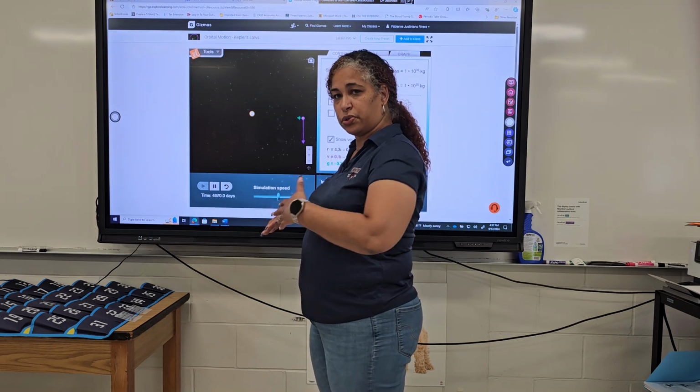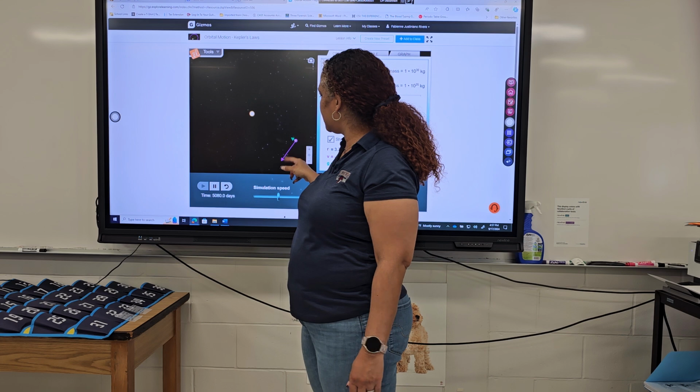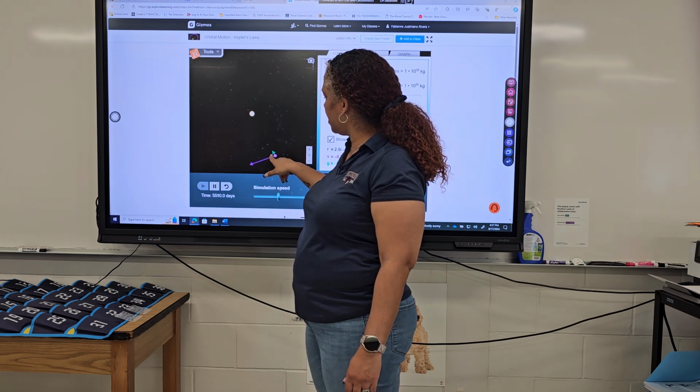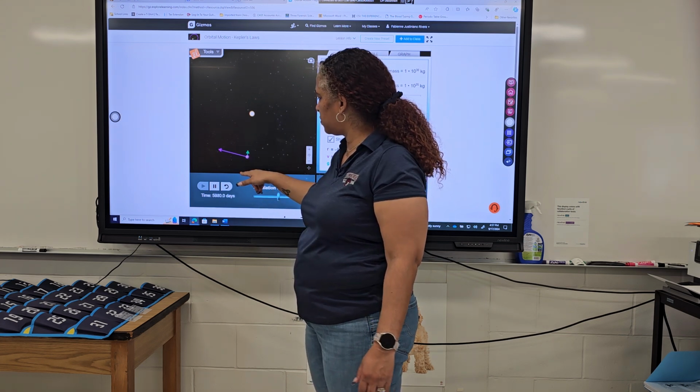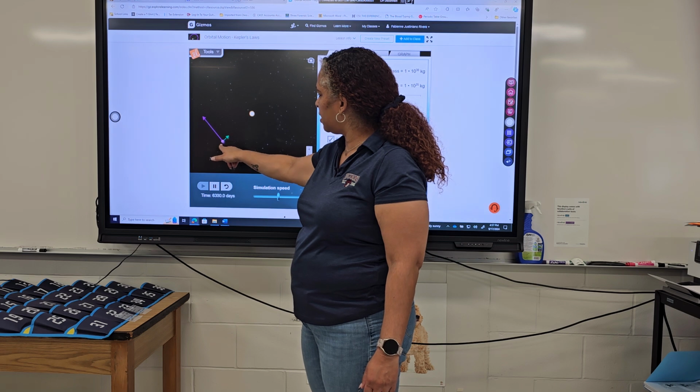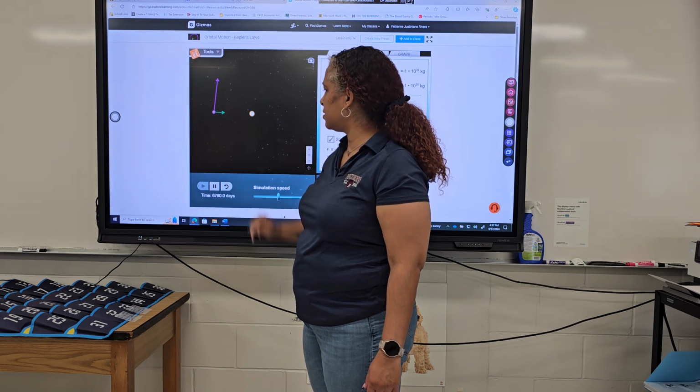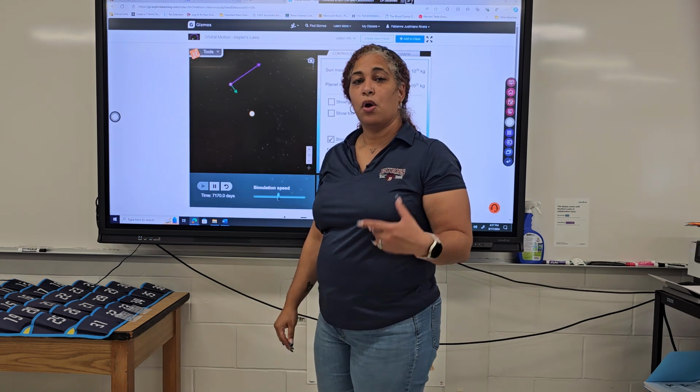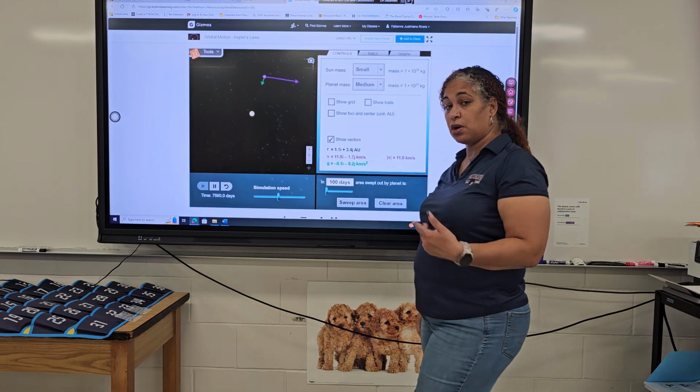green arrow shows the force of gravity. You did see that it got a little bit longer. Here it got very short because it's the furthest away. As it gets a little bit closer, you see that arrow gets bigger. So orbital patterns occur based on gravitational pull.